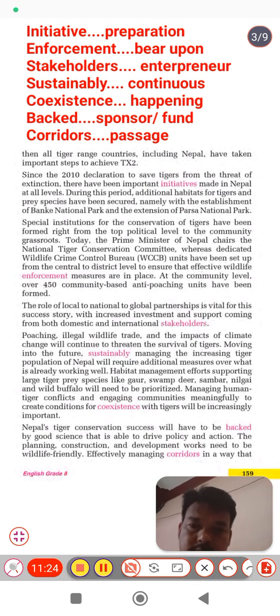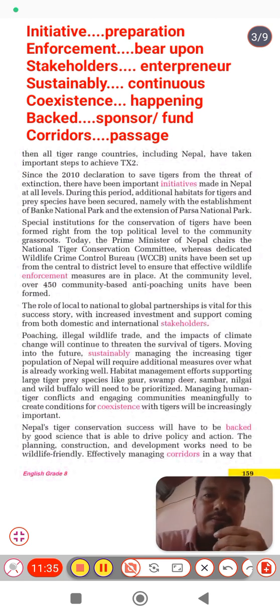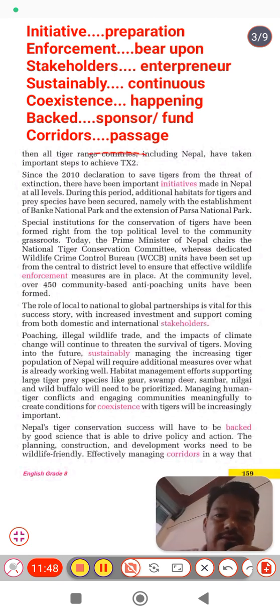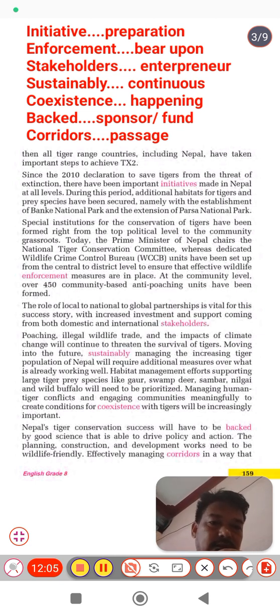Yes. Since then, all the tiger range countries, including Nepal, have taken important steps to achieve TX2. So here, again, I have written some words and meanings. You can see here, students. You can find the meaning. And yes, many tiger range countries, including Nepal, have taken important steps to double the tiger population. And TX2 is the target to double the population in order to stop tiger hunting.